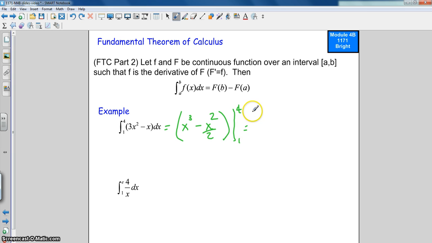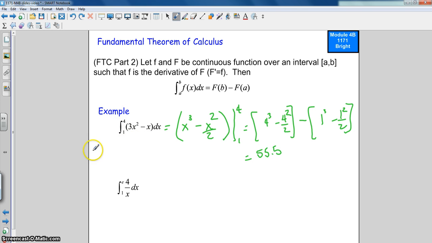So going ahead and doing this, I get 4 cubed minus 4 squared over 2. And then from this I subtract, now this is the first part, and now I'm doing the second part, so I need to substitute in 1 and see what I get out. So that's 1 cubed minus 1 squared over 2. And doing this computation, I ended up with 55.5. So this entire integral is exactly equal to 55.5.